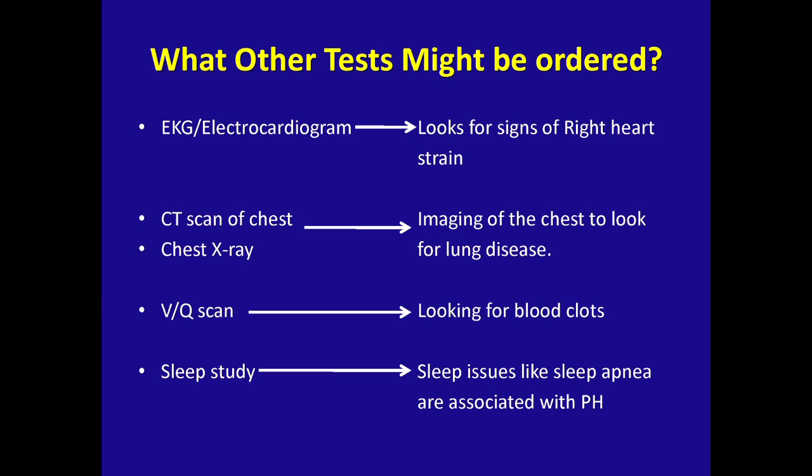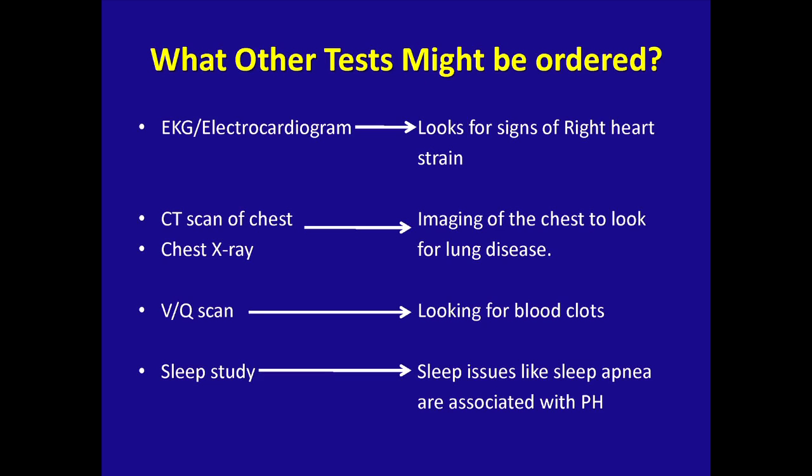So other tests that might be ordered in the workup of this, well, most people will end up getting an EKG, where we put probes and sticky tape on the chest and measure the electrical conduction inside the heart. This can give us some idea of whether the right heart is under strain. Almost everyone should have a CT scan of the chest to look for fibrosis in the lungs or to look for blood clots in the lungs in patients with pulmonary hypertension.